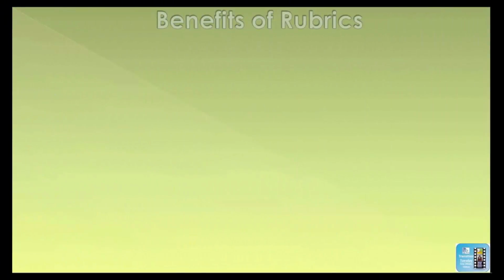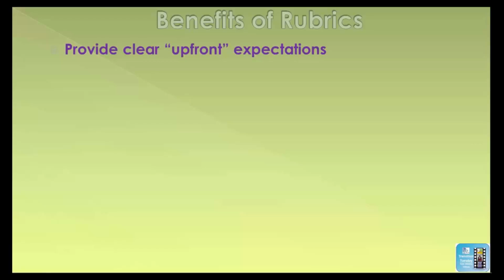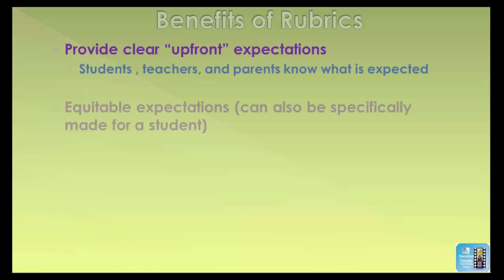Now let's talk about a few of the many benefits of using rubrics. First, they provide clear upfront expectations. Students, teachers, and parents know what is expected. They also provide equitable expectations, which means that every student has the same expectations, but they can also be specifically made for a student who has a very specific need.